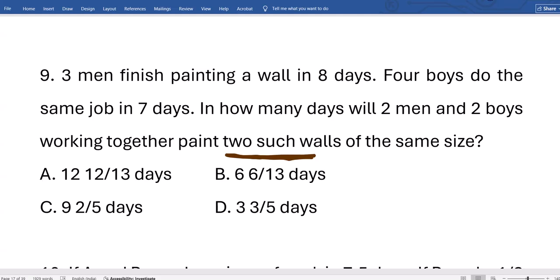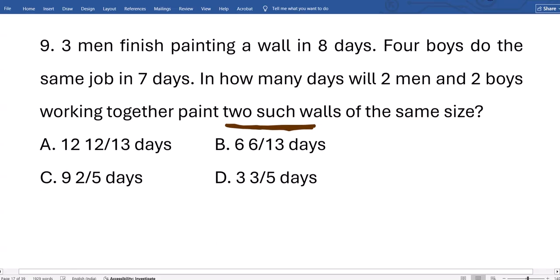Two walls. 3 men can finish painting a wall in 8 days. 4 boys can complete the job in 7 days. If it is 2 men and 2 boys, what is the time taken to complete the work? That is two walls, not one wall. Those who feel I am very good in time and work, I know time and work in and out, please solve. This is a concept oriented question, no formulas, nothing.